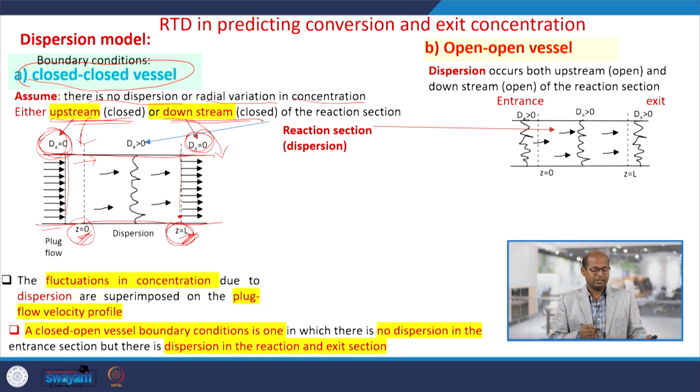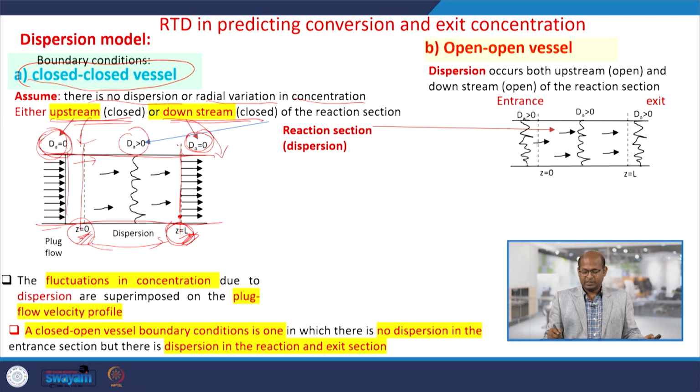If dispersion exists, it is in between z equals 0 and L; within that dimension we are assuming that there is dispersion. Therefore, D_A is greater than 0. So, we are considering these closed vessel boundary conditions to derive the equations. Any fluctuation, deviation or dispersion of the concentration of molecules is within this boundary, z equals 0 to z equals L. Before that and after that there is no dispersion.